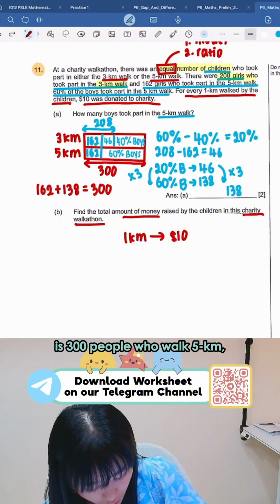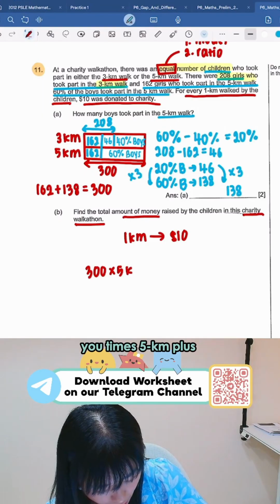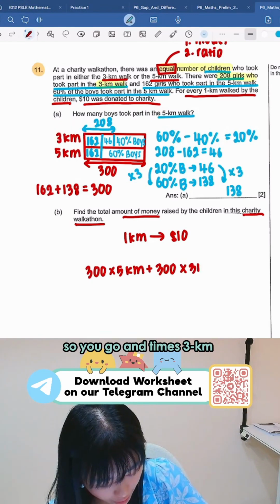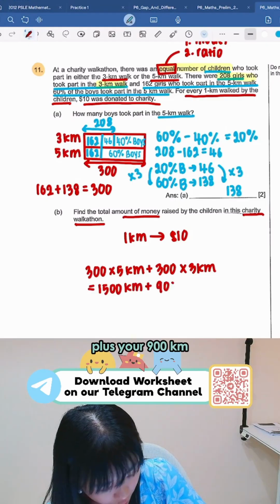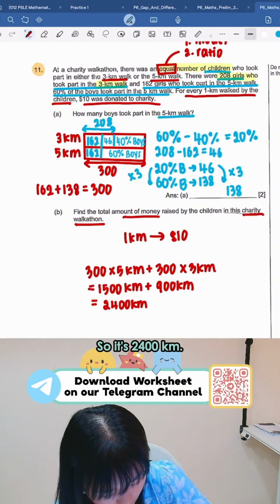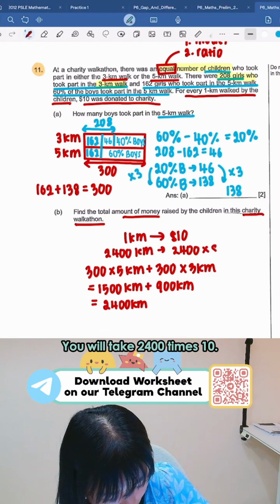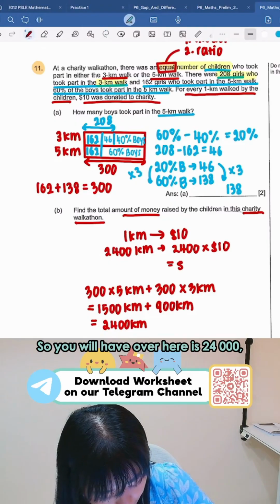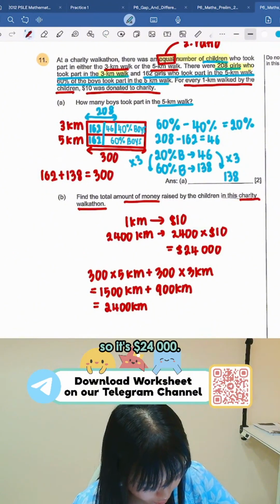So total is 300 people who walk 5 km, you times 5 km, plus 300 people who walk 3 km, so you go and times 3 km. In total is 1500 km plus your 900 km. They walk together is 2400 km. So it's 2400 km. You will take 2400, you times 10. Okay, times 10 means what? Means just add one more zero behind, right? Okay, so you will have, over here is 24000, right? So it's $24,000.